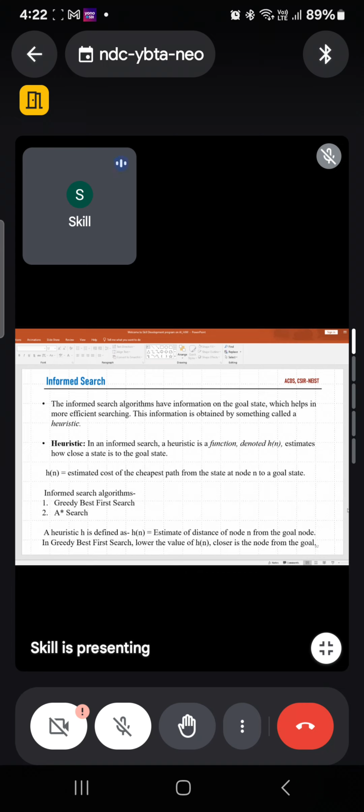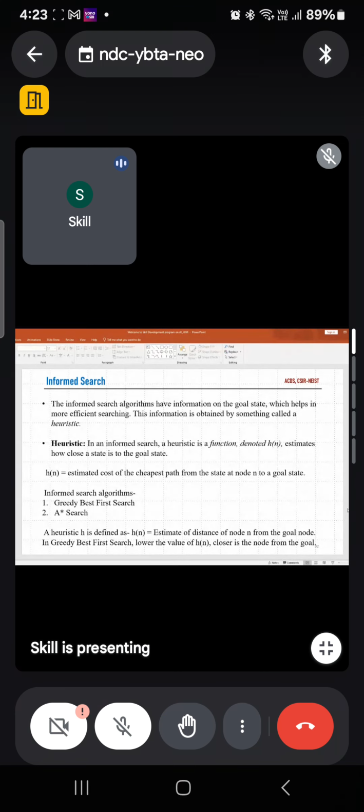So in informed search, heuristic is a function denoted by h(n) that estimates how close a state is to the goal state. It will already be known to us as the heuristic function, so that we can reach the goal state using it. h(n) is the estimate of the distance of node n from the goal node. So in greedy best first search, the lower the value of h(n), the closer the node is to the goal. This we will see with an example.